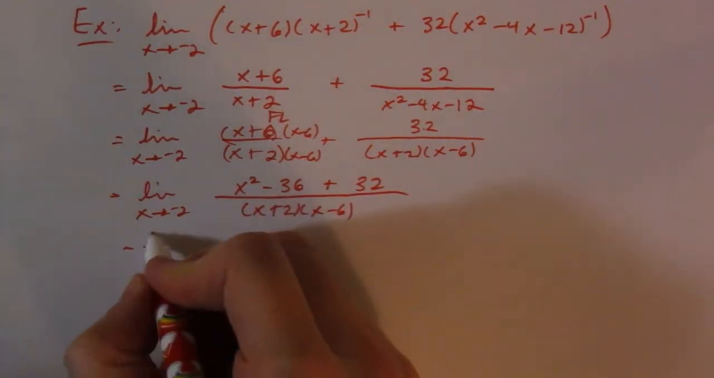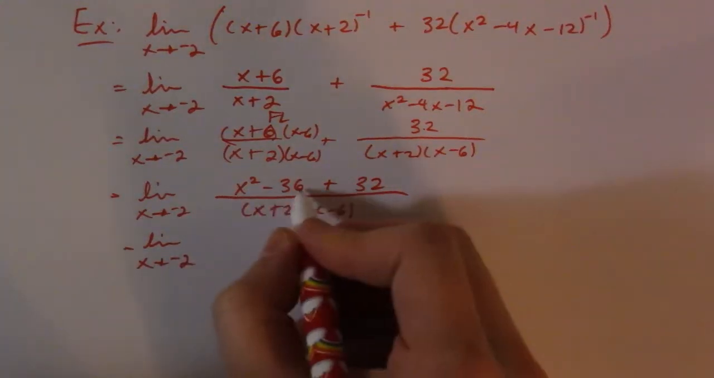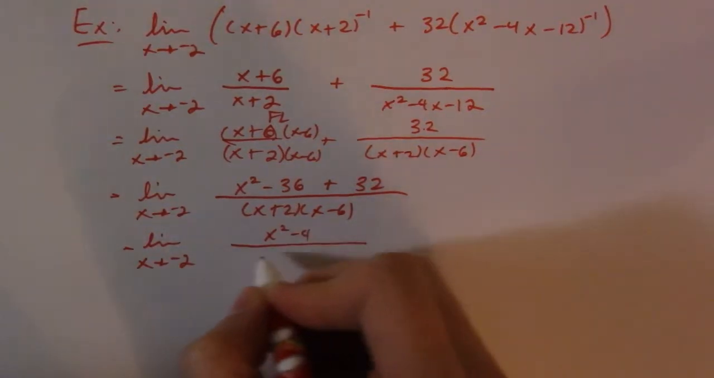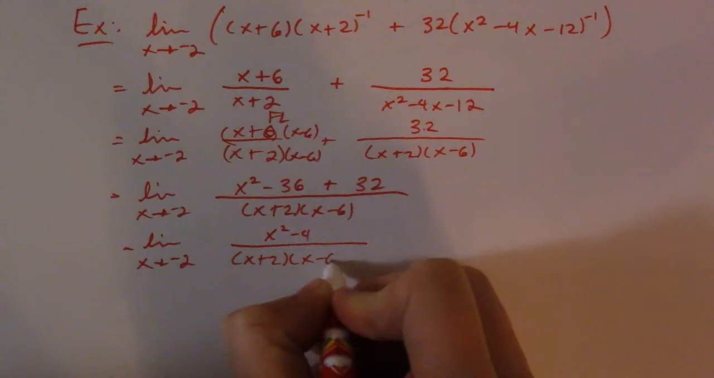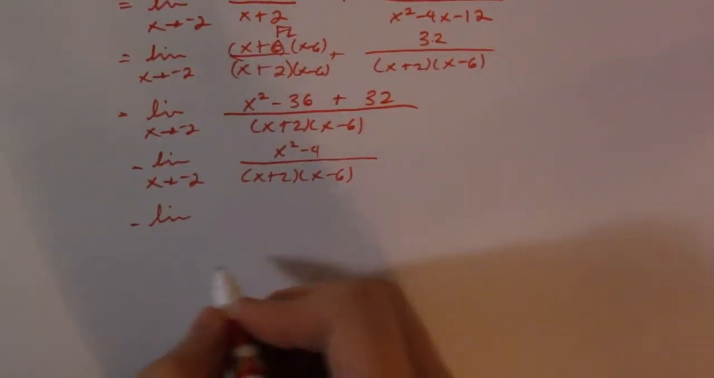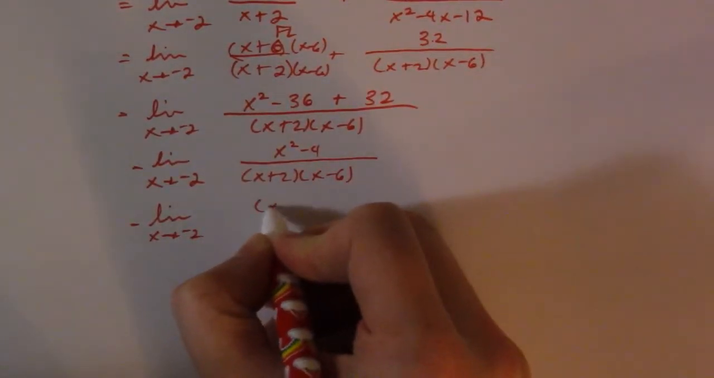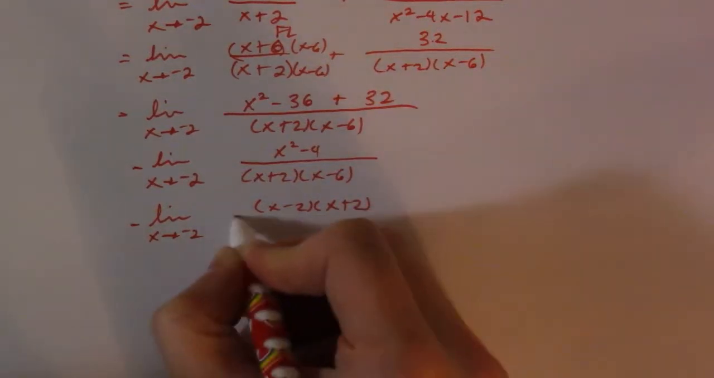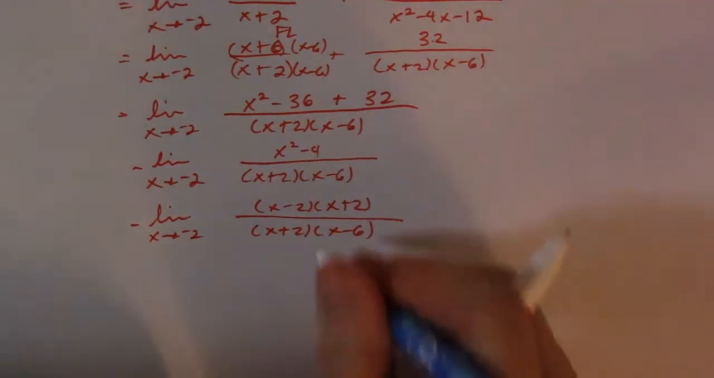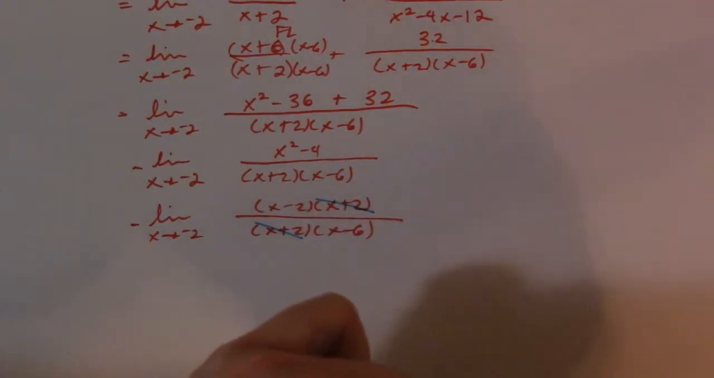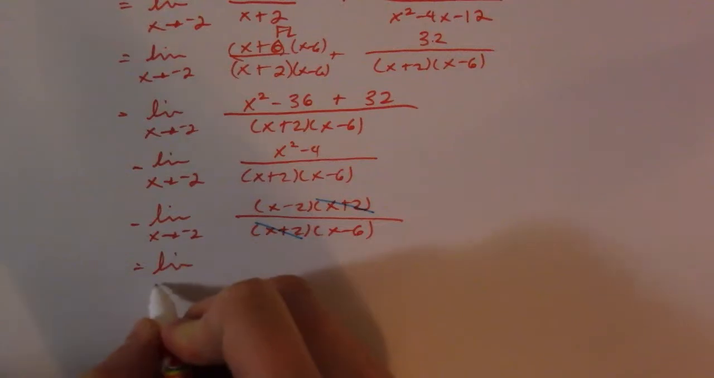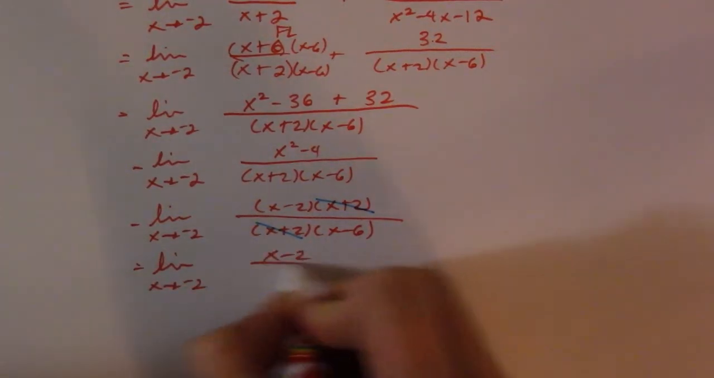So now I'll simplify the top here again. Negative 36 plus 32 is x squared minus 4, all over x plus 2, x minus 6. I'm going to factor this top part right here: x minus 2, x plus 2, all over x plus 2, x minus 6. There we go. We're going to cancel both of those guys. And again, it should make sense. That's the negative 2, so we're looking for x plus 2. Then I have x minus 2 all over x minus 6 left.